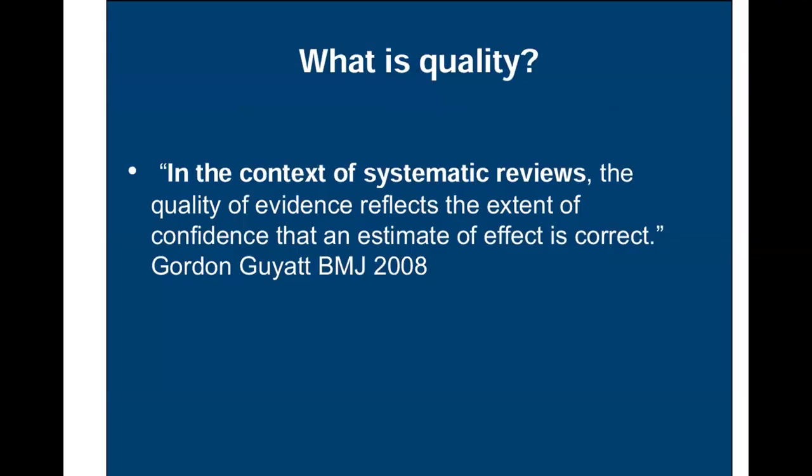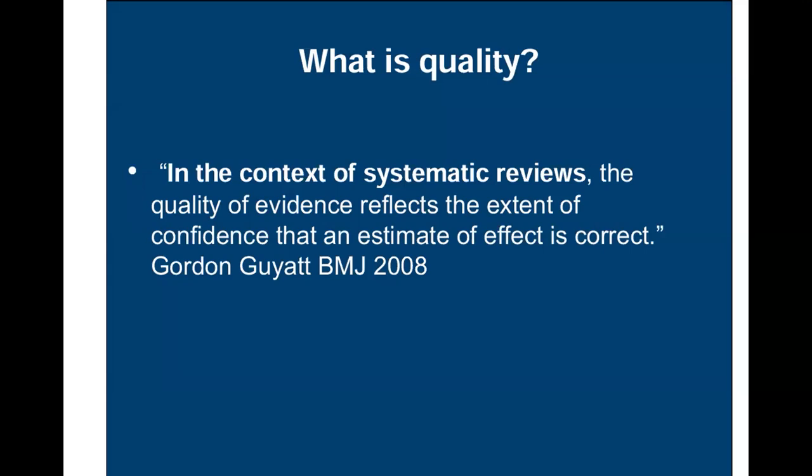Then now comes the quality assessment of the studies. So what is quality? In the context of systematic reviews, the quality of evidence reflects the extent of confidence that an estimate of effect is correct. After we have done the meta-analysis, we have come to a certain effect, this is the point estimate with this 95% confidence interval. So how much are we confident in this result?